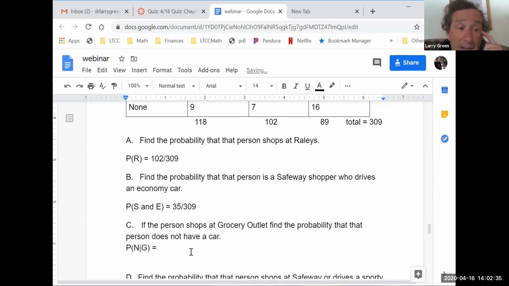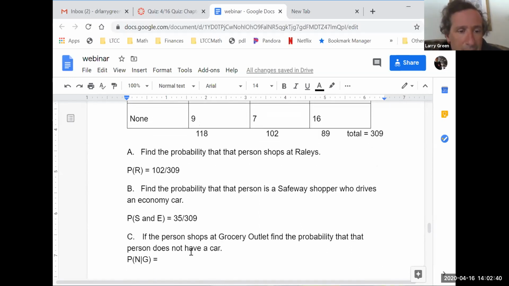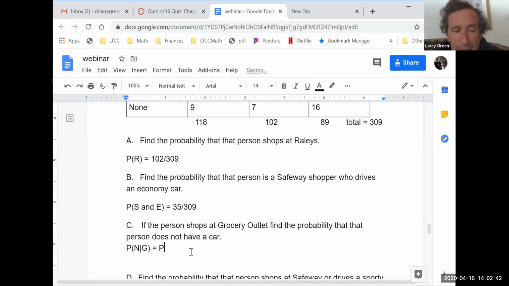Okay, so to find that, we go back to the table. And actually, before that, I'm going to write down the formula. That's the probability of N and G divided by the probability of G. And the idea here is that both of these, the probability of N and G and the probability of G, have the same denominator. So the denominators cancel. We can just look at the counts.